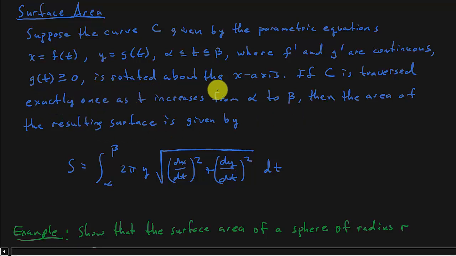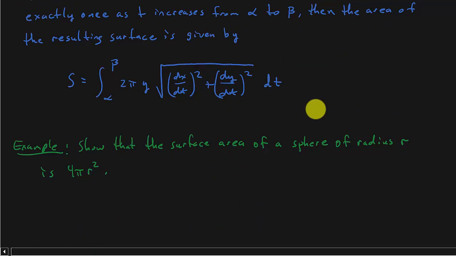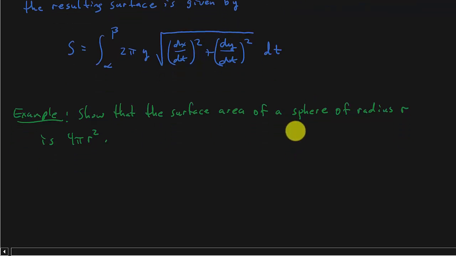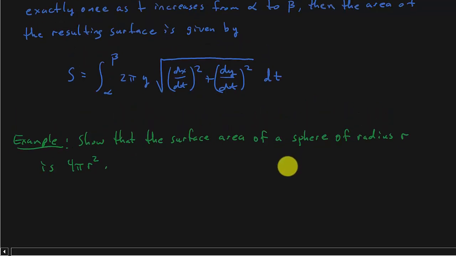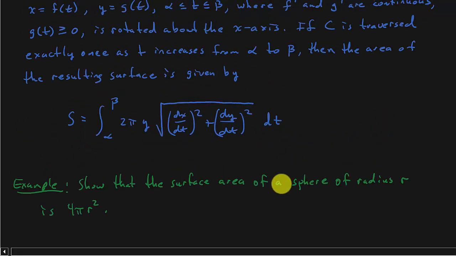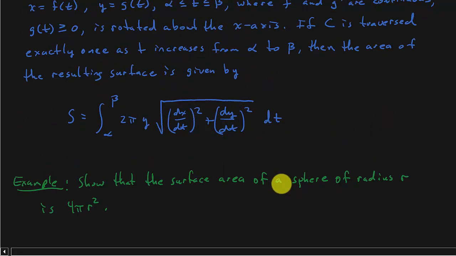Okay, g of t is positive, is rotated about the x-axis. If C is traversed exactly once as t increases from alpha to beta, then the area of the resulting surface is given by, there you go. There's your formula for surface area. Now, this is rotated about the x-axis. Yes, the x-axis. It's this formula. It's 2 pi y times this.